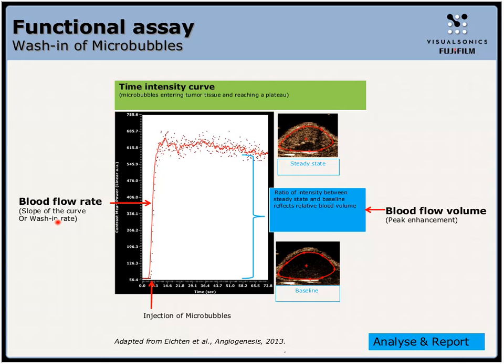There are two indices of reporting. One is blood flow rate that looks at the slope of the curve, also called wash-in rate. And the second one, which is the difference between the baseline intensity and the plateau intensity, can be reported as blood flow volume, and the particular index for that is peak enhancement. So let's see how two different studies used these indices and how the plot changes as a function of treatment.